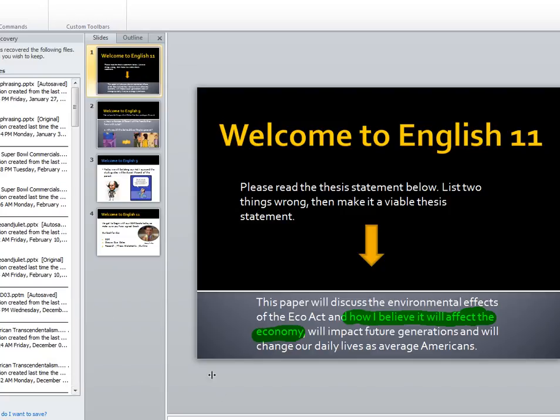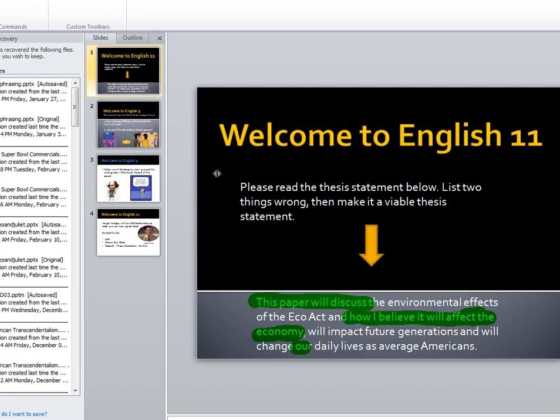Another thing, because remember, personal pronouns and first-person statements, big no-nos in our thesis statements. Another thing is it's forecasting. It says this paper will discuss. We don't want this paper will discuss. We don't want that. Another personal pronoun here is our, so we would want to get rid of that as well. And it would then read, the environmental effects of the ECO Act will impact future generations, blah, blah, blah.